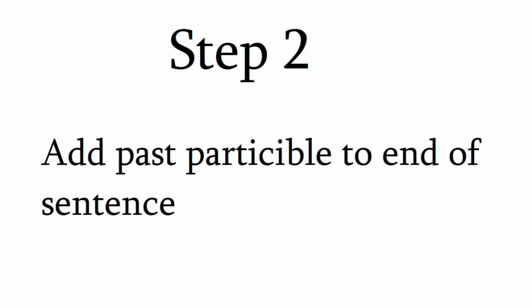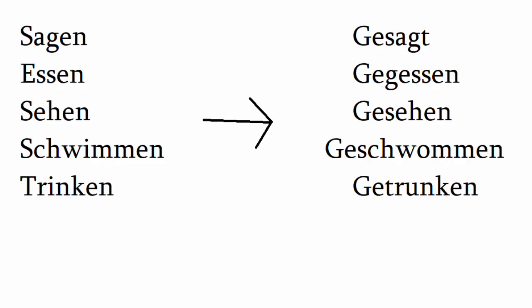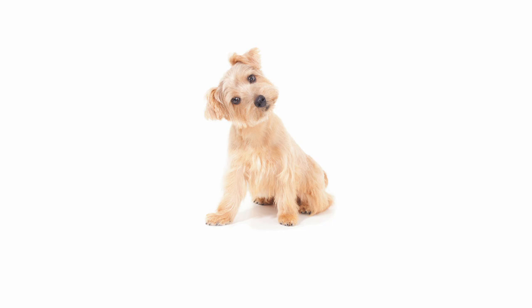The next step is a little harder. You have to add the past participle to the end of the sentence. In this form, the verb will typically have a ge at the beginning, and then the rest of the root will be changed quite dramatically, although sometimes it will not be. So sagen becomes gesagt, essen becomes gegessen, sehen becomes gesehen, schwimmen becomes geschwommen, and trinken becomes getrunken. This verb form is probably the hardest for new German speakers, but with a little bit of practice and a lot of memorization, it shouldn't be too much of a hassle.